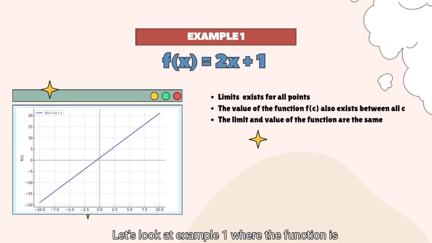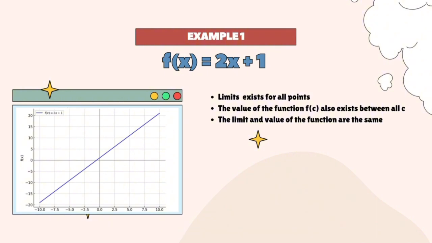Let's look at example 1, where the function is f(x) equal to x plus 1. First, observe the graph. This is a straight line, and from the visual, it's clear that the function is continuous and defined for all values of x. Now let's break this down step by step. Limits exist for all points. Since this is a linear function, it is continuous everywhere. So the limit exists at every point.